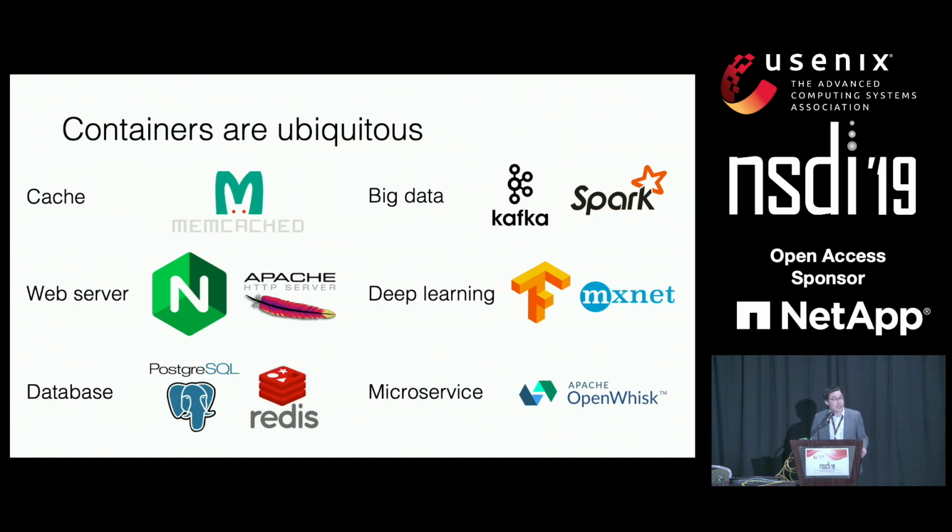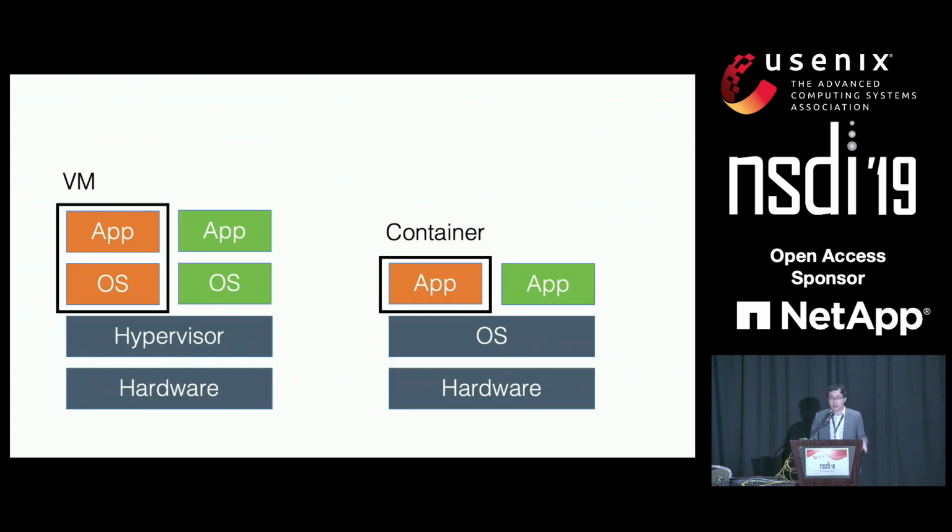As we all know, containers have become very ubiquitous. People use containers to deploy their cache servers, web servers, and databases, and they use containers to deploy new use cases such as big data, deep learning, and microservices. So what is a container? A container is nothing but another way to do server virtualization. Compared to a virtual machine, the container image does not have the operating system inside it. This means on the same server hardware, it can pack many more containers than virtual machines, making containers very attractive to deploy distributed applications.